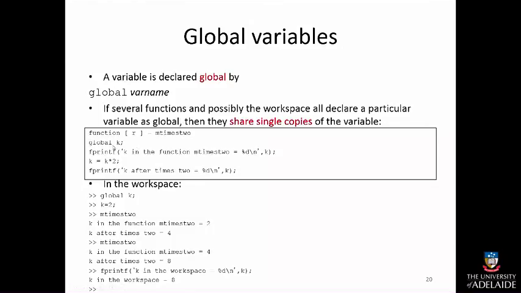So you have a global variable k, you print its value, and then you do some calculation. What is happening in the workspace is that k in the function times 2, right? So this has been displayed, and then after times 2, it's 4. And then when you call the function again, it remembers the old value of k, and then it works on the old value of k. So it's going to work on 4 now, and then k after times 2 is 8.